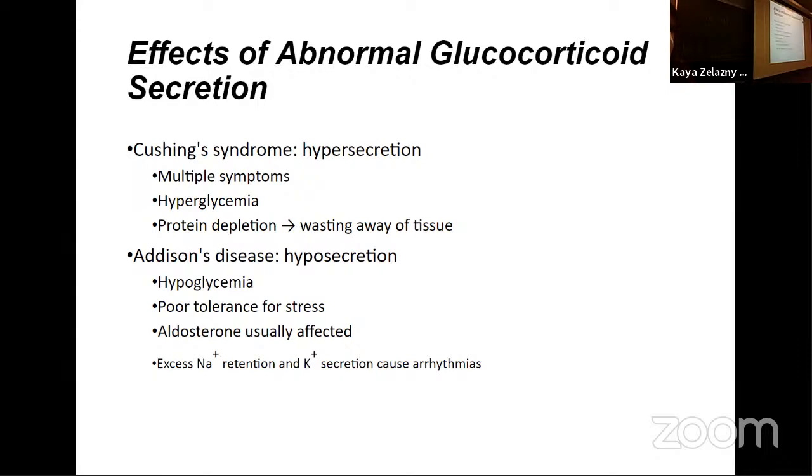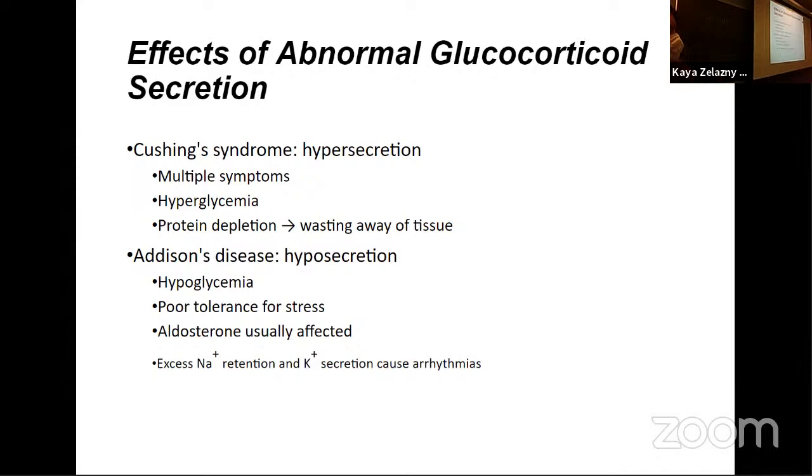When we talked about metabolism, we had that end point where we talked about how if you run out of stuff, you can start to break down protein, actually break down skeletal muscle. So this is what causes that wasting away of the tissue in Cushing syndrome. On the opposite end of the spectrum, if we don't release enough, so if we have hyposecretion, it can result in something called Addison's disease. Addison's disease is characterized by hypoglycemia, so not enough glucose circulating in the blood. And this is going to result in a really poor tolerance for stress, because cortisol is so important in regulating that stress response.